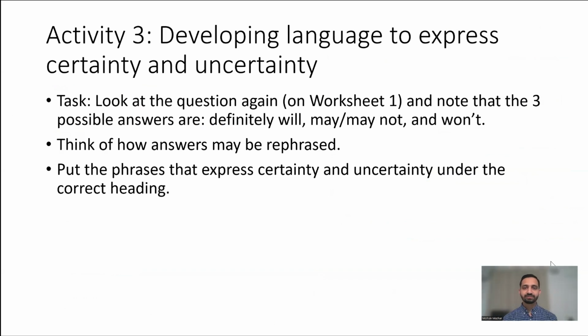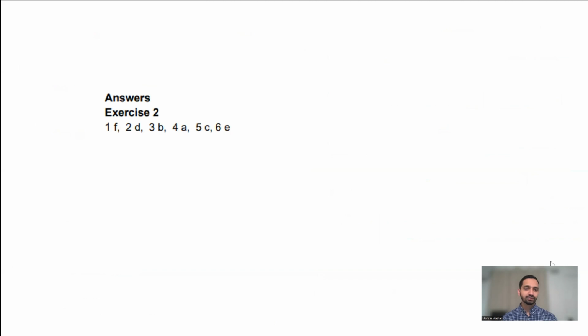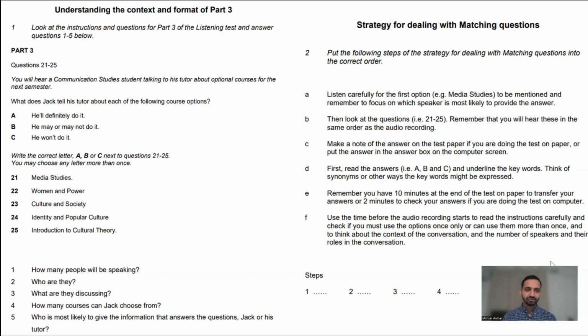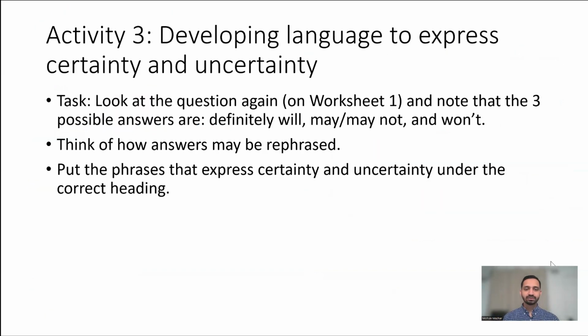All right, moving on. Developing language to express certainty and uncertainty. So look at the question again in worksheet 1 and note the 3 possible answers. They were definitely will, maybe may not, and won't, okay? Think of how answers may be rephrased. It's not always going to say, for example, that he will definitely do it. He might not just say, I'm definitely going to do it. He might say, okay, I'm going to do that for sure. You know, it could be rephrased.